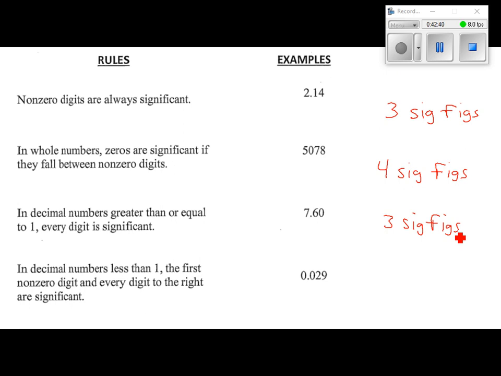So we look at this. In decimal numbers less than 1, that means there's no number out to the left other than 0. The first non-zero digit and every digit to the right are significant. Which number is the first non-zero digit? 2. And every number to the right. So how many numbers? 2. This one only has 2 significant figures.